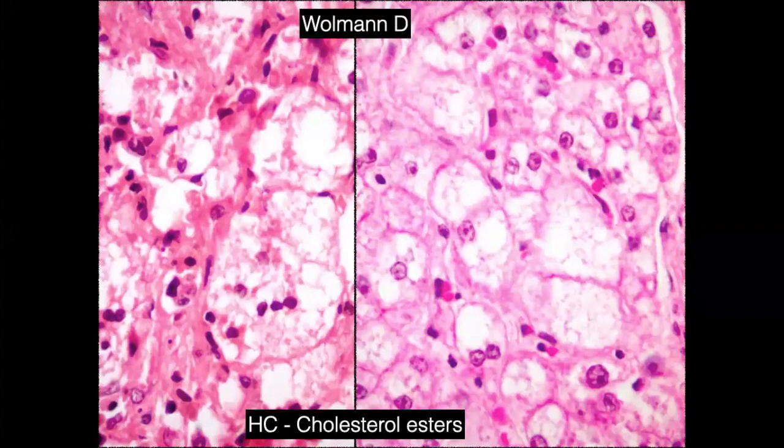The next one is Wolman's disease. Here it is again more like feathery degeneration. Can you all see the enlarged hepatocytes with cobweb appearance in the cytoplasm? It's a feathery degeneration because of deposition of cholesterol esters. Think of Wolman disease.